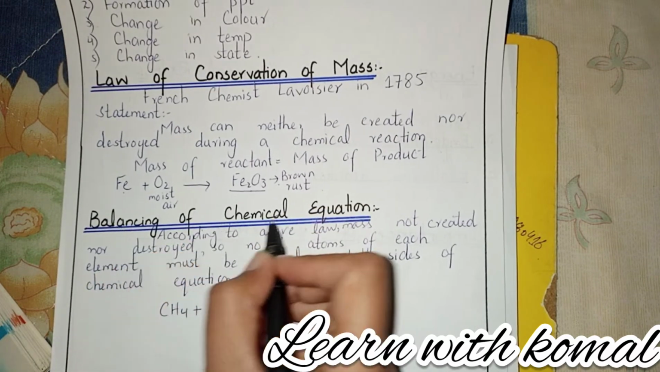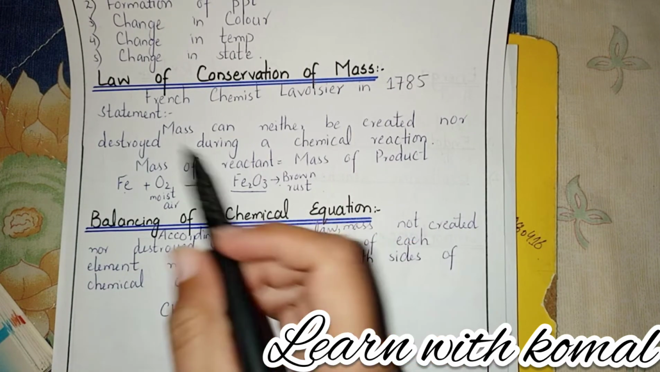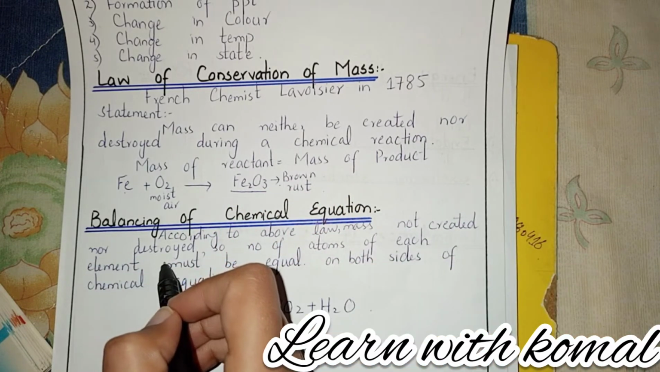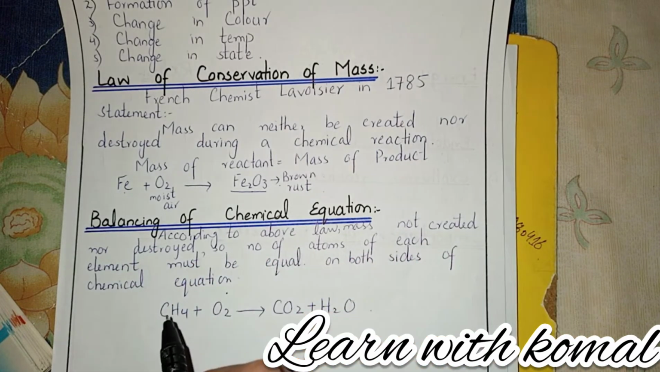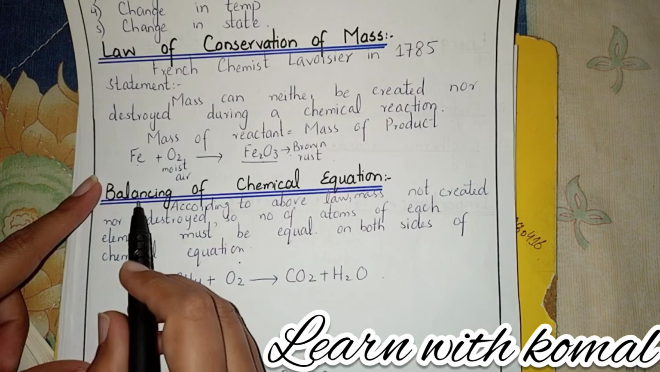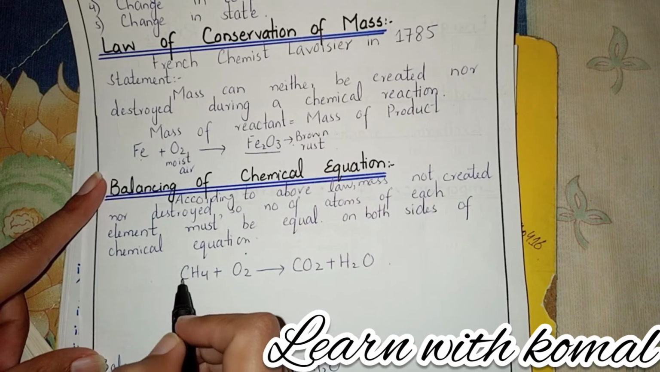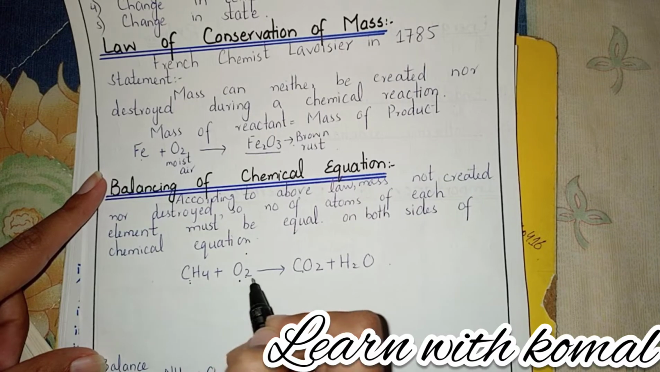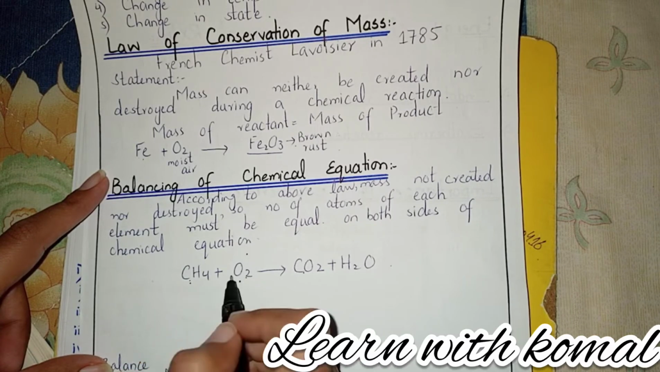Now, balancing of chemical equation. How will we balance the chemical equation? According to the above law, that is the law of conservation of mass, mass can neither be created nor destroyed. So, the number of atoms of each element must be equal on both sides of the chemical equation. So, we have to balance the elements on both sides of the reaction. Balancing of a chemical equation occurs stepwise. The first step is to write the correct formula of the compound, molecule or element. After that, the second step is to count the number of atoms of each element on both sides.